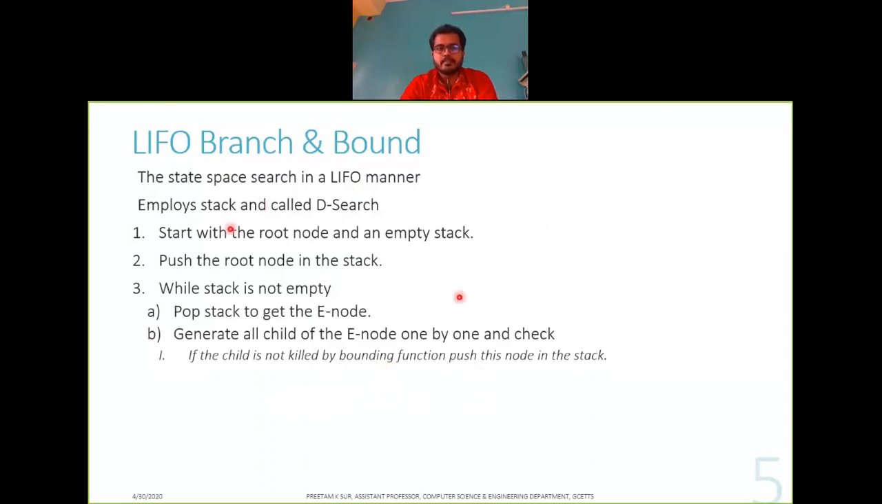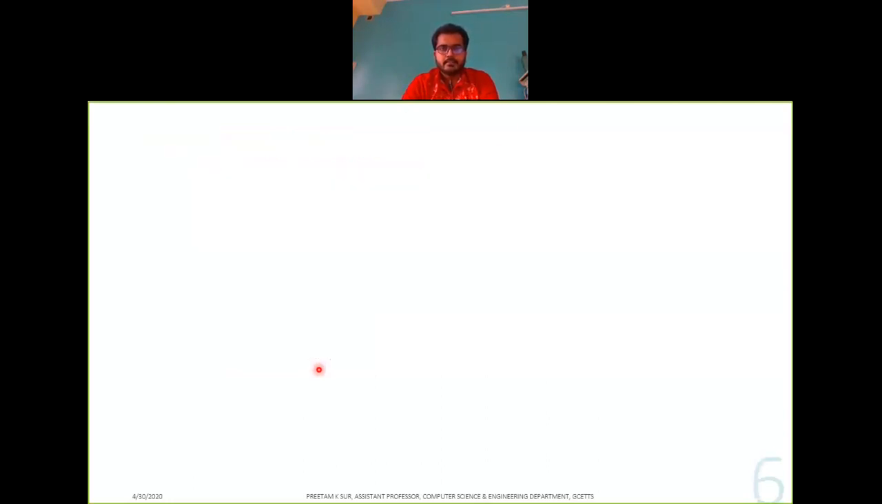So you can see that FIFO, LIFO, and least cost branch and bound will have the same structure of algorithm, but the way of implementation is different based on the data structure used. In FIFO we used a queue. In LIFO we'll use the stack, and we'll see how the search is modified for using the stack. Let us see with the same example.